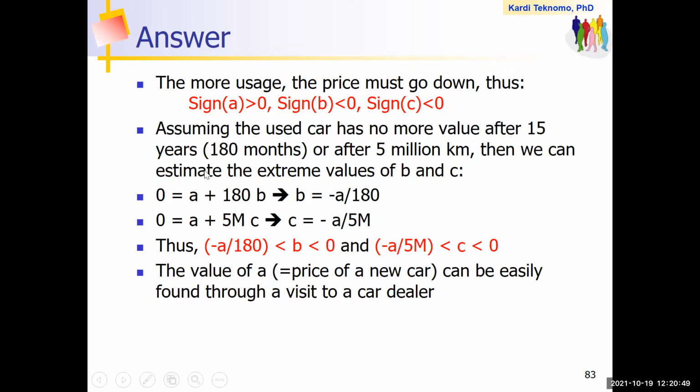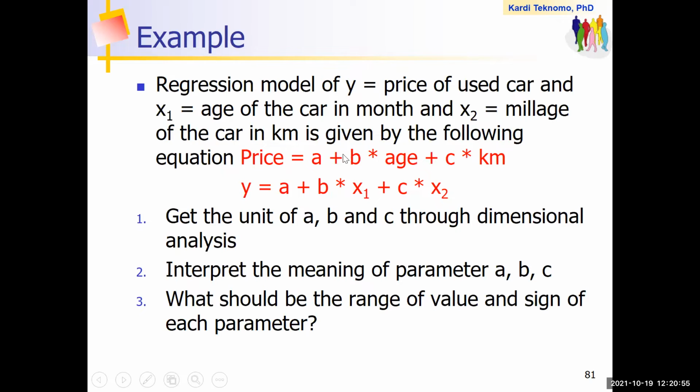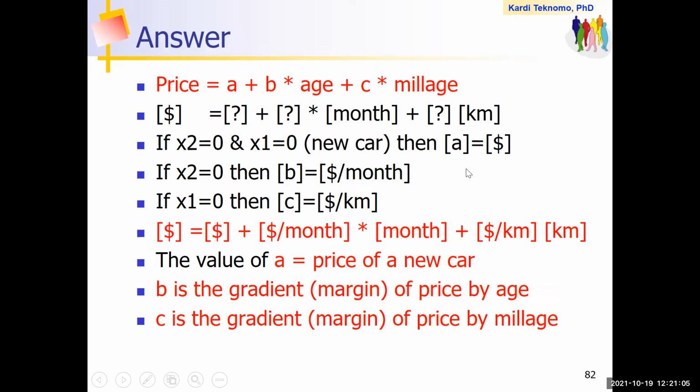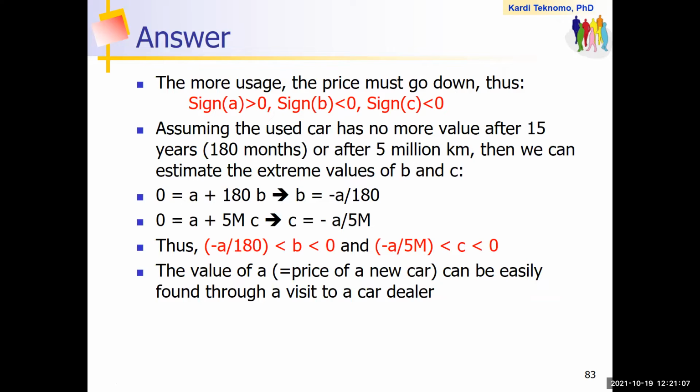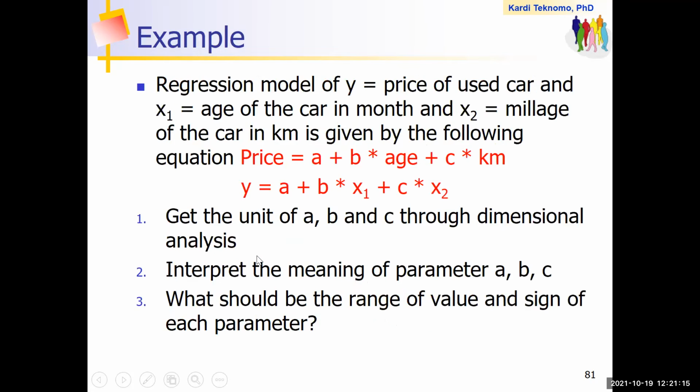And now, if you look at the equation again, all is in positive, right? A plus B times age plus C times kilometer. But the result is actually negative, correct? The result is actually negative. So in that case, you know the result is correct. Why?